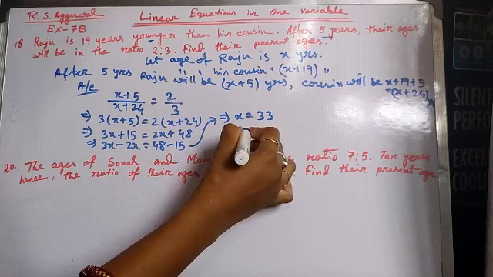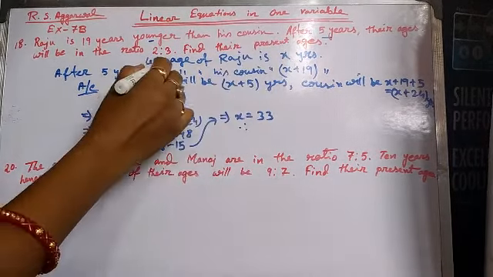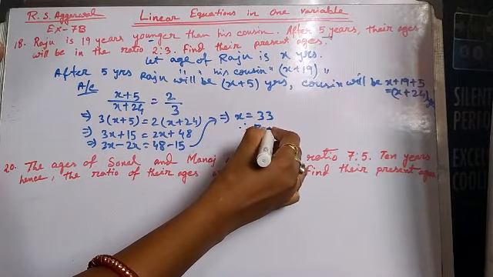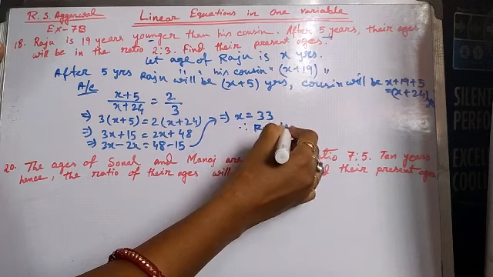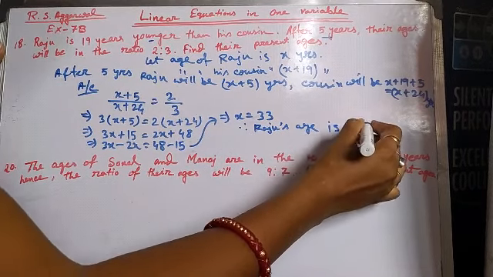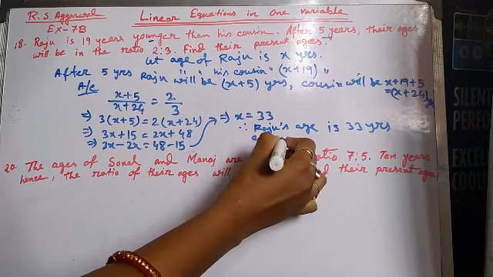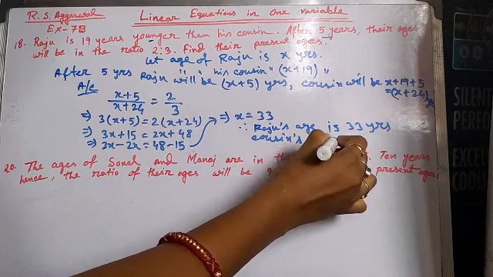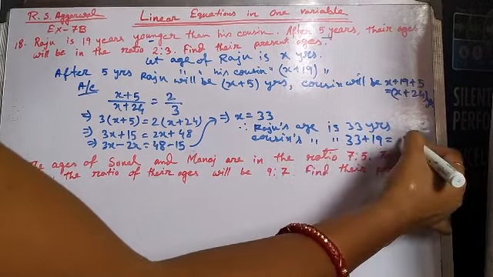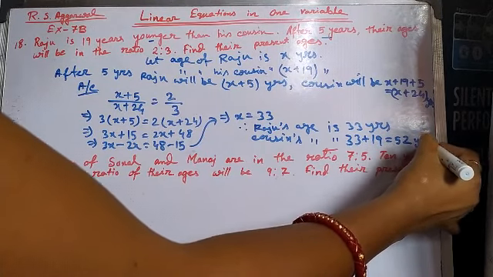So therefore, find their present ages. Present ages I have taken as x and x plus 19. Therefore, Raju's age is 33 years and the cousin's age is 33 plus 19, that means 52 years.